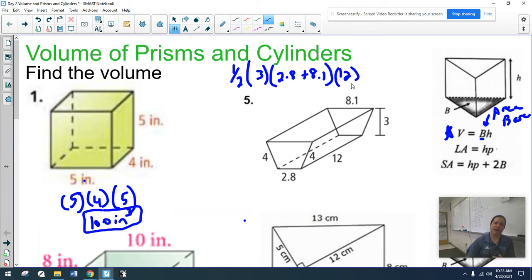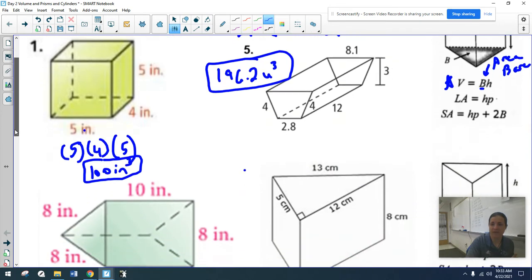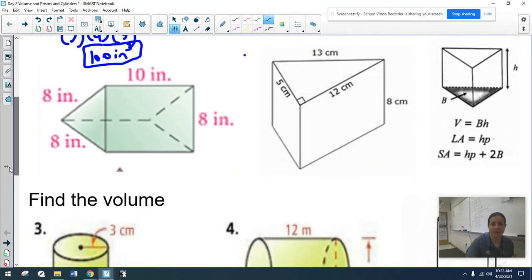I don't know what all of that is, so you've got to do 1/2 times 3 times, and I got to add up 2.8 and 8.1, and then times that by 12. So all of that, rounded to the nearest tenth, is going to be about 196.2. And that is units cubed. All volumes cubed, all area is squared. So surface area, regular area, that's all squared.